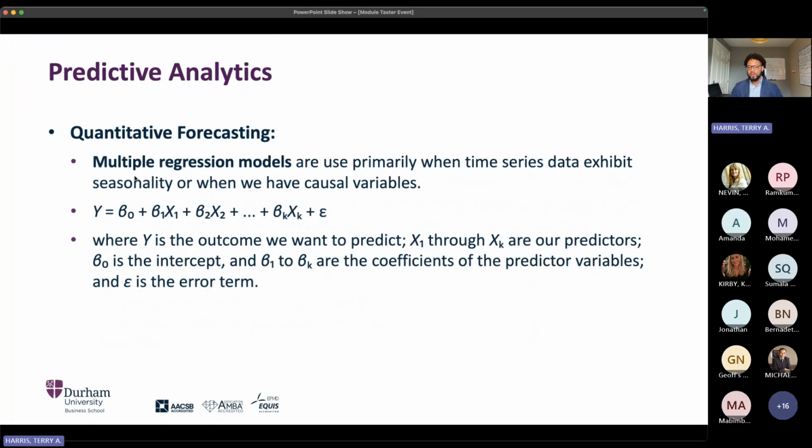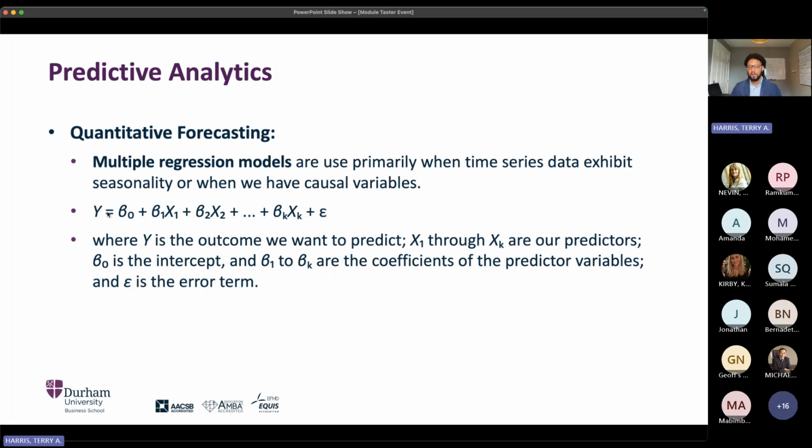Also in our module, we discussed multiple regression forecasting. So multiple regression models are often used for forecasting when the time series is exhibiting some seasonality, or when we have some causal variable that we want to include on the right-hand side. So we have multiple variables X on the right-hand side of the equal sign, right? So we have the equal sign here.